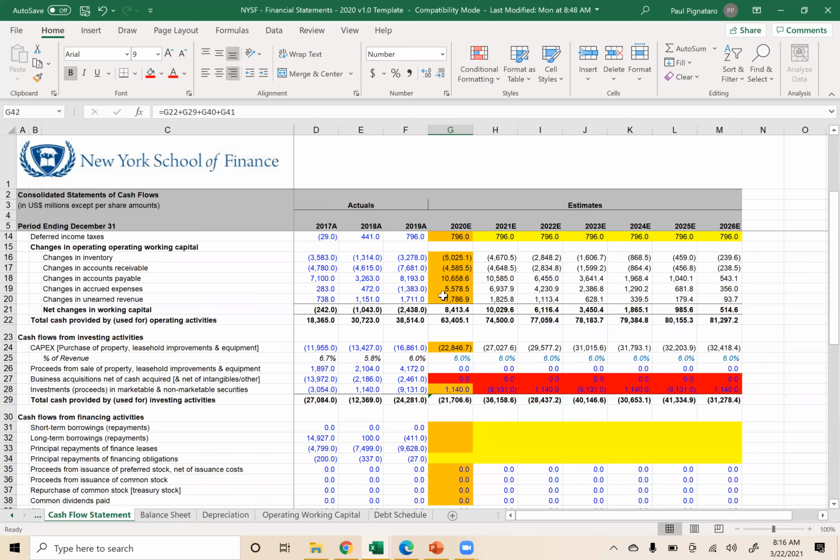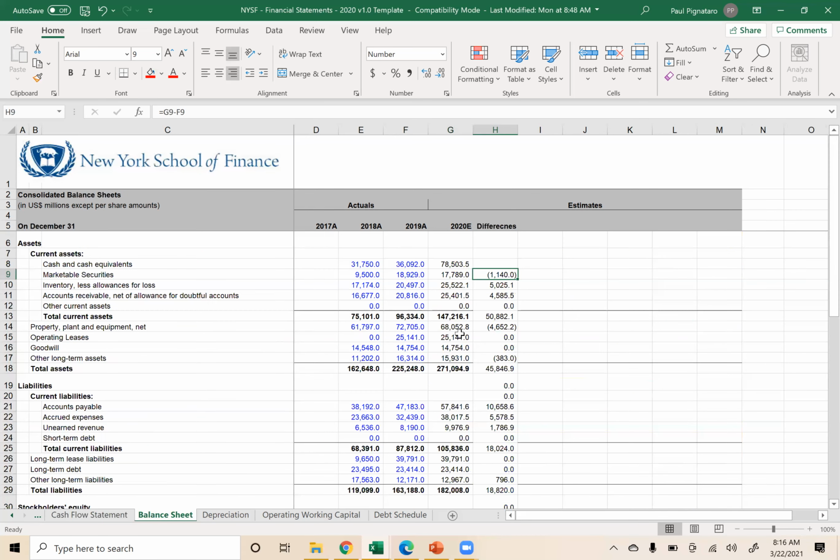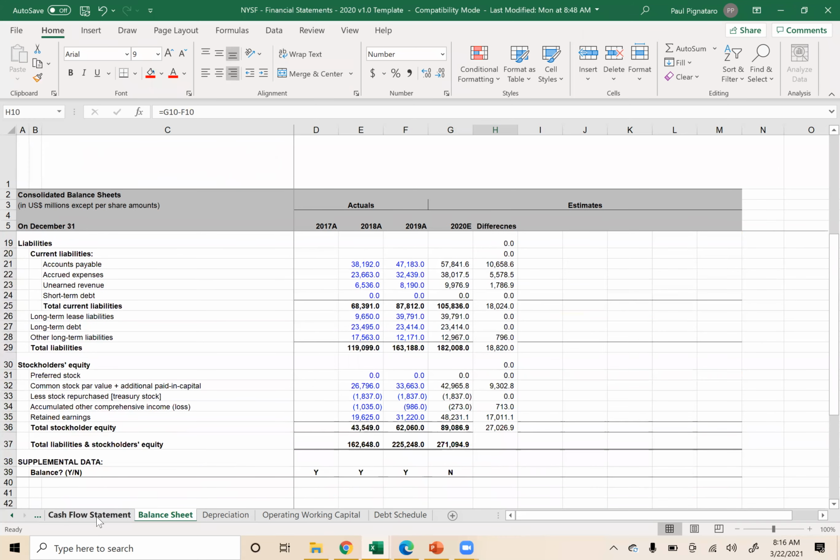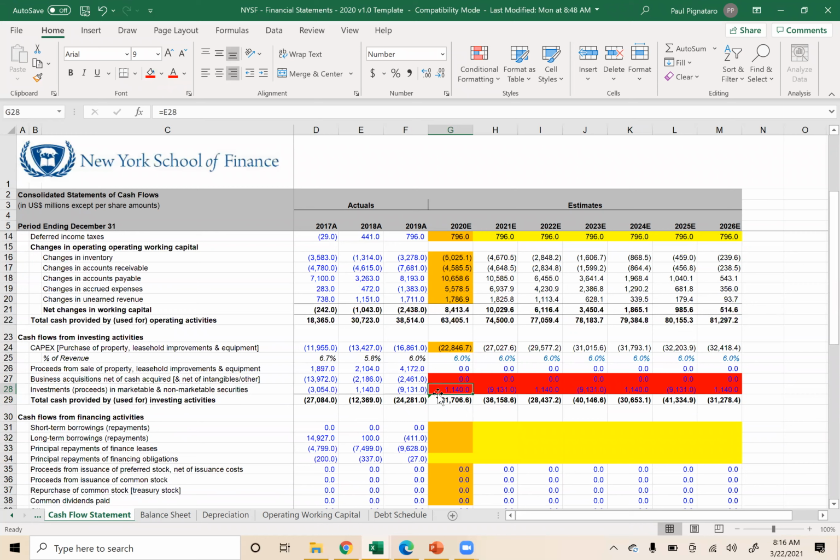Where's my marketable securities? Positive 1140. Correct. Done. And the next one. And I go on and on and on. And by the time I get to the bottom of the balance sheet, each cash flow statement line item should be checked off once and only one time.